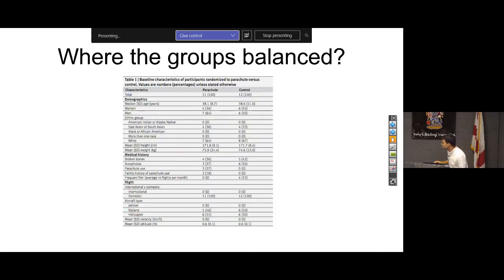So were the groups balanced? So this is really important. This is looking at, if you look at age, and I'm sorry, this is small, but if you look at age, sex, race, medical history, are they balanced between the two groups? And here, if you go through it, they are.